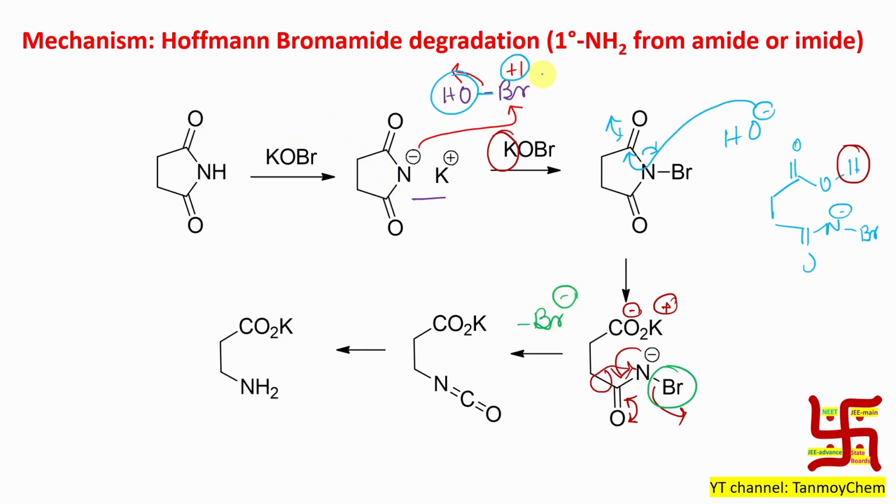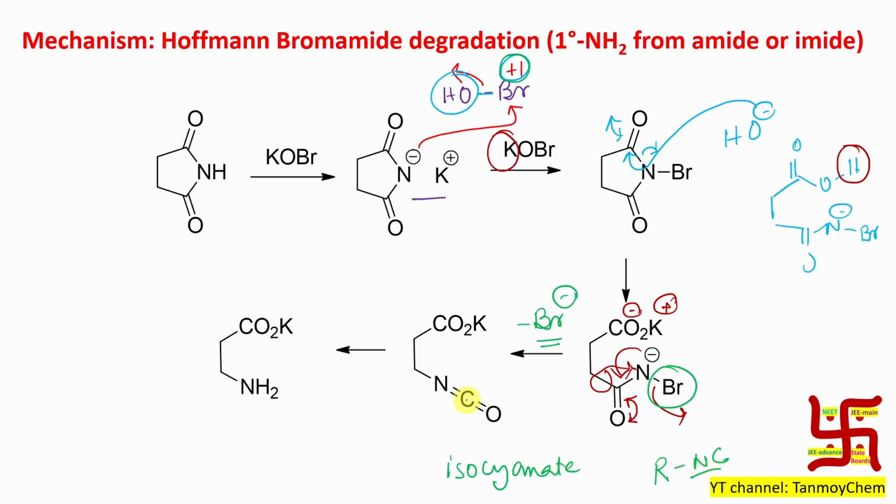Previously bromine was in plus oxidation state, right now it's leaving as anion, so it is more stable because bromine is an electronegative atom. Now in this context, what does it produce? It produces this group, it's called isocyanate. By the way, do not get confused with RNC. This is isocyanide, it is isocyanate.